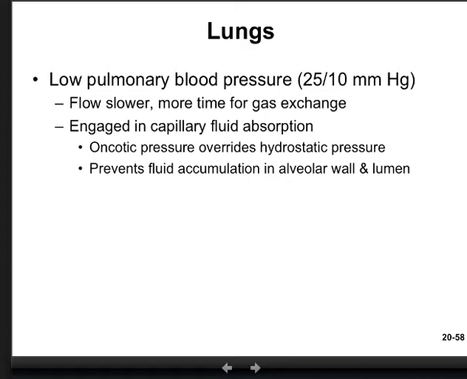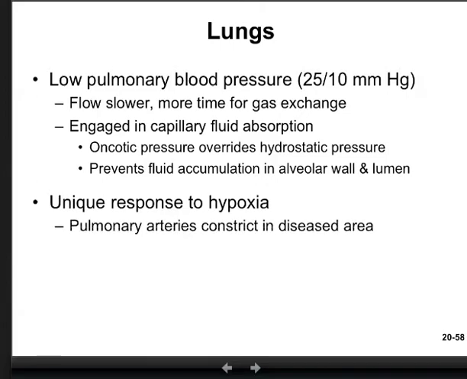That's true for any interfering layer that you introduce in the lungs, whether it be fluid as a result of this type of phenomenon, or whether it be tar as a result of cigarette smoking, or particulates, or asbestos, or in the case of cystic fibrosis, extremely thick mucus that's been colonized by bacteria. There are unique responses in the lungs to hypoxia. Pulmonary arteries constrict in a diseased area, and this redirects the flow to a better ventilated region.